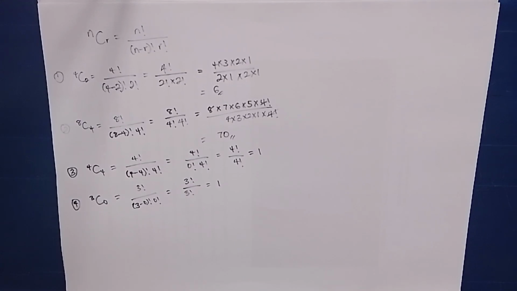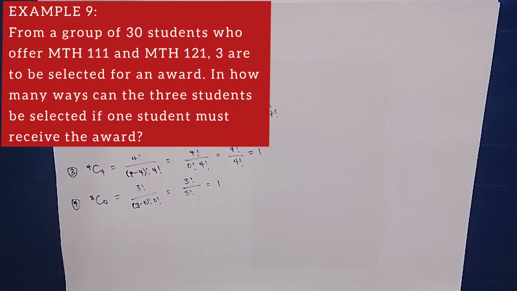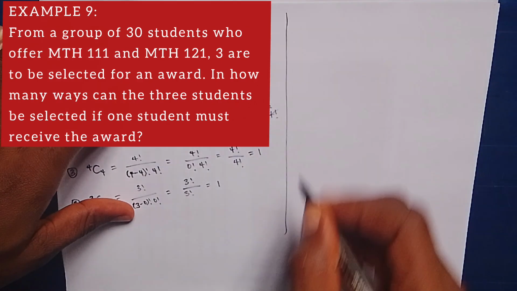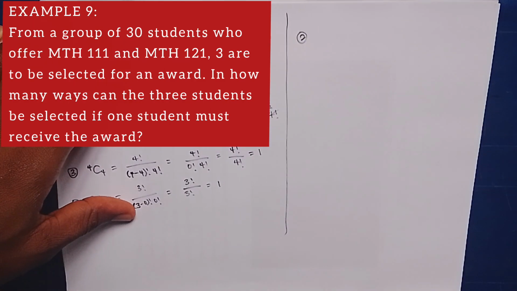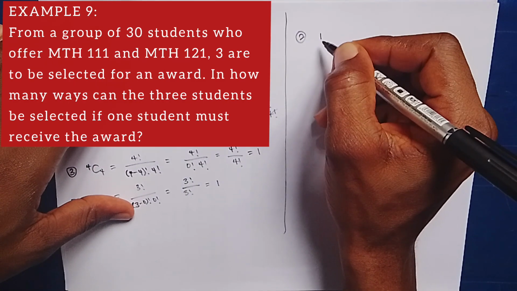Now, let's head on to some applications. Now, we have this question here. From a group of 30 students who offer Math 111 and Math 121, 3 are to be selected for an award. In how many ways can the 3 students be selected if 1 must receive the award? Now, this is a case of conditional combination. We are asked to select 3 students for an award, and then the condition there is that 1 must receive the award.